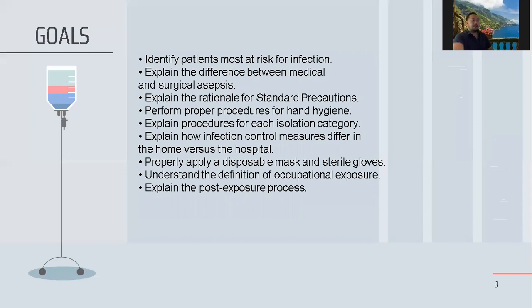We also have to explain the rationale for the standard precautions and perform proper procedures for hand hygiene, procedures for isolation category. That's your isolation-based precautions. And then explain how infection control measure differs in home versus the hospital. Okay. Properly apply disposable mask and sterile gloves, and that includes also your gown and your goggles. Understand the definition of occupational exposure and explain the post-exposure process.